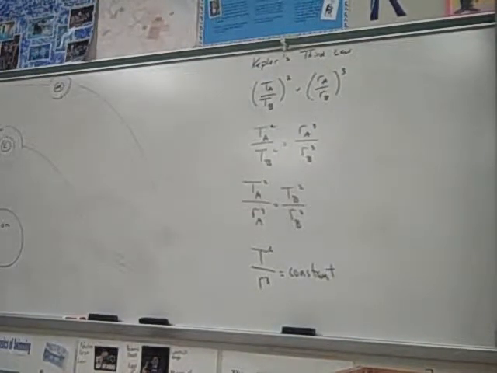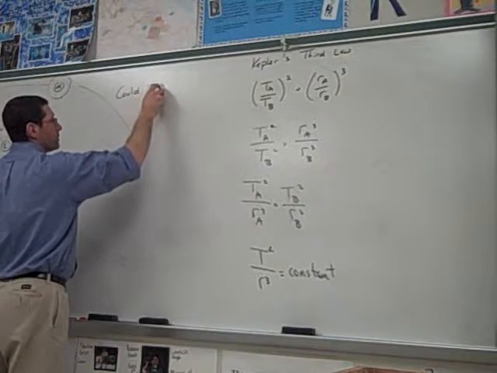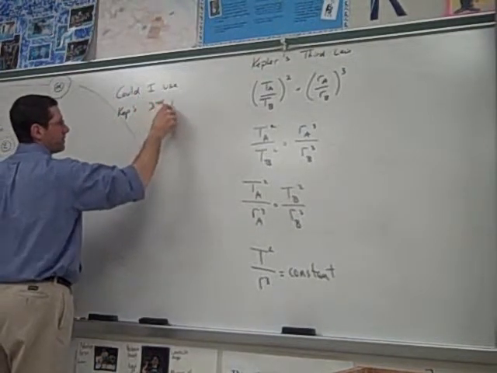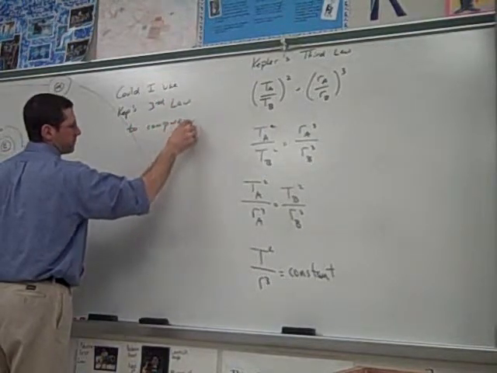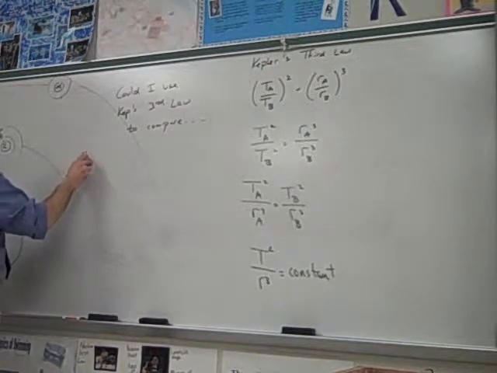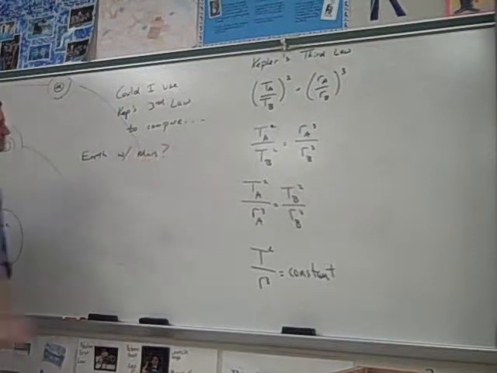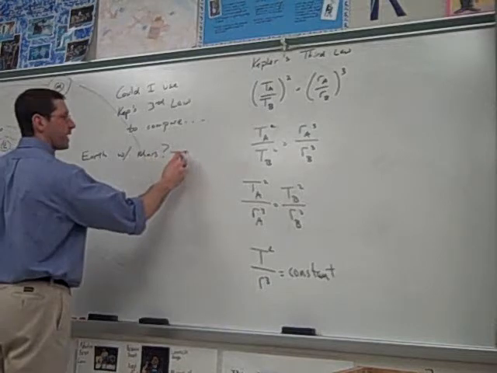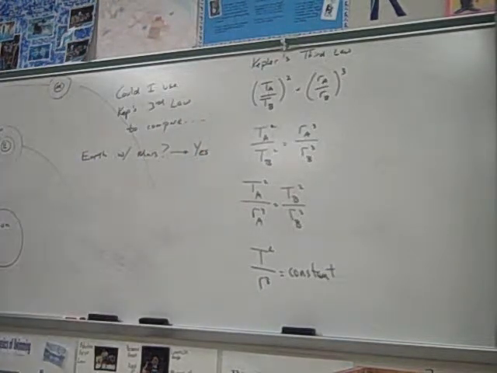Now, I want to ask some questions here. Could I use Kepler's third law to compare Earth with Mars? Yeah. I would just make A Earth, and I would make B Mars, and I'm good to go.